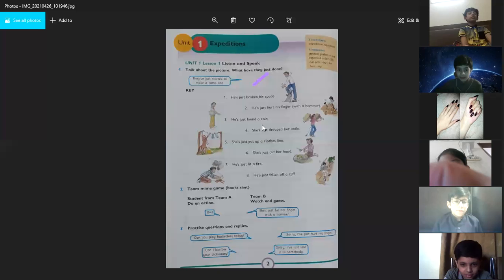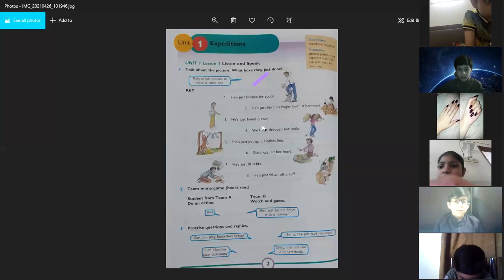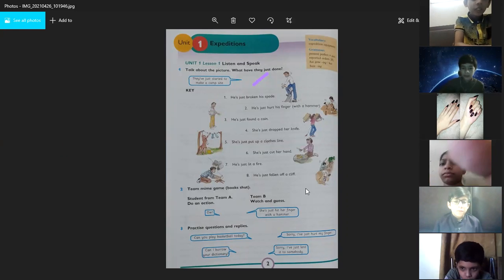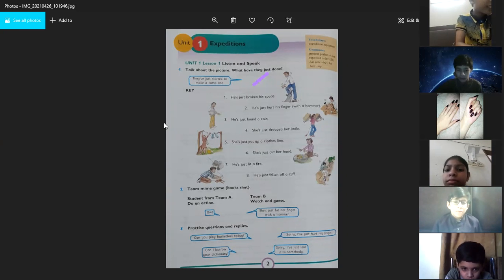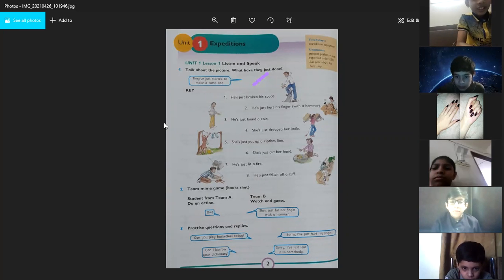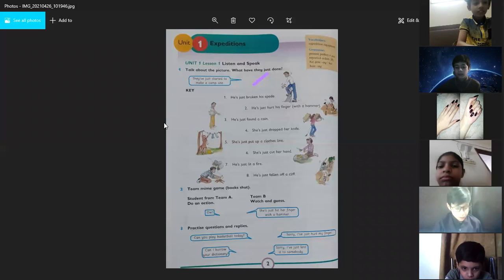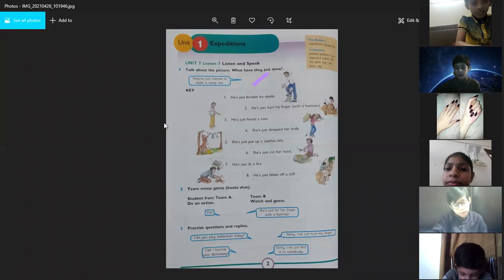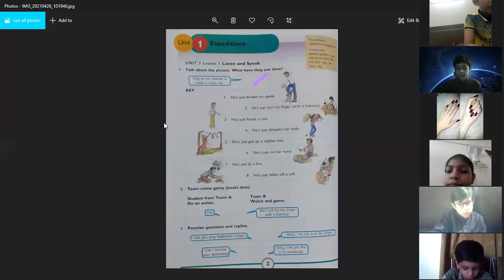Now, what is in picture number eight? Look at picture number eight. What is he doing? He has just fallen off a cliff. He is climbing a cliff and he has just fallen off that cliff. Now, what is a cliff? Yes, it is a kind of steep rock placed at the edge of the sea. Okay?